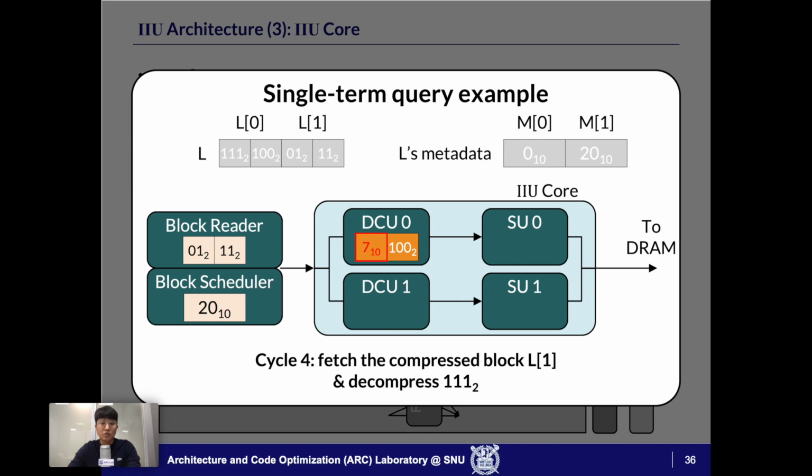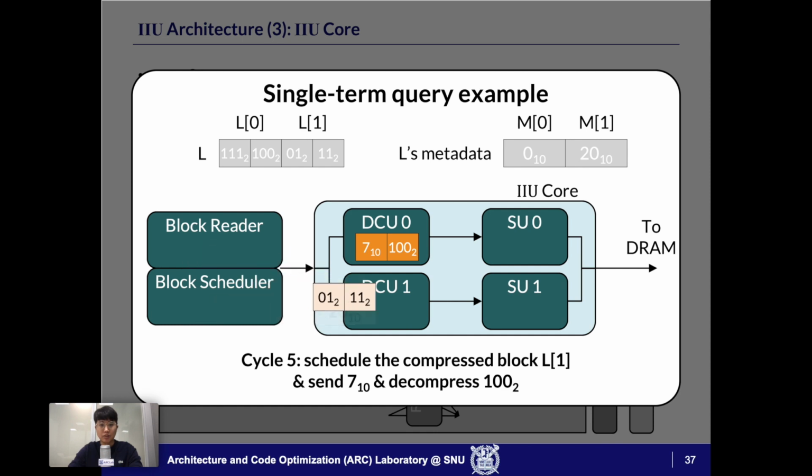First, DCU decompresses 111. Then, DCU adds 7 to the previous value to restore the compressed value with delta compression. For the first element, the previous value is stored in metadata. In cycle 5, the block scheduler schedules the second block to DCU1, and 7 is sent to SU0 for scoring. At the same time, DCU0 decompresses 100.